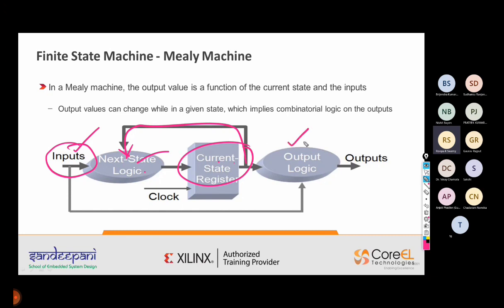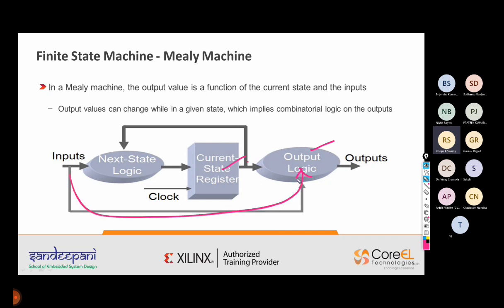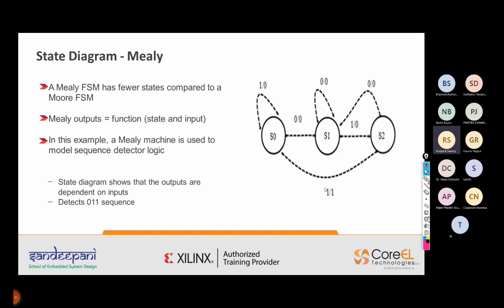Coming to the definition of output, in the case of Mealy, the output logic is defined based on the current state as well as on the input. So both on the state of the machine and on the input, the output is decided. That is how Mealy state machines are represented. In a Mealy state machine, the output value is a function of the current state and inputs, and the output can change while in a given state. That is, in a given state, once the input changes, our output may change. So let's consider an example and see how Mealy state machines are represented.